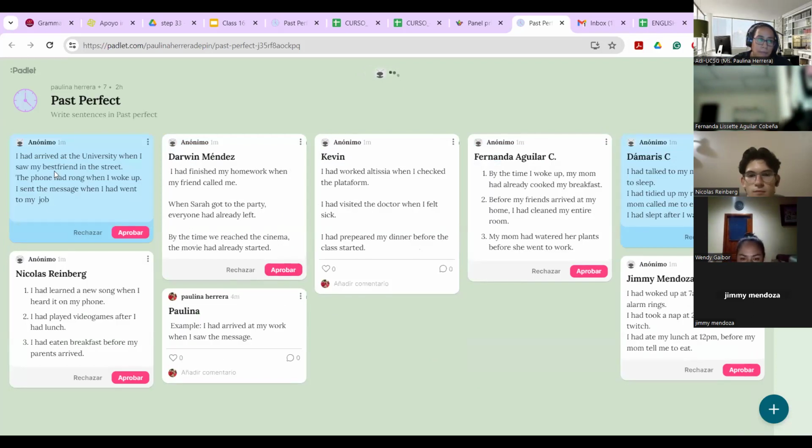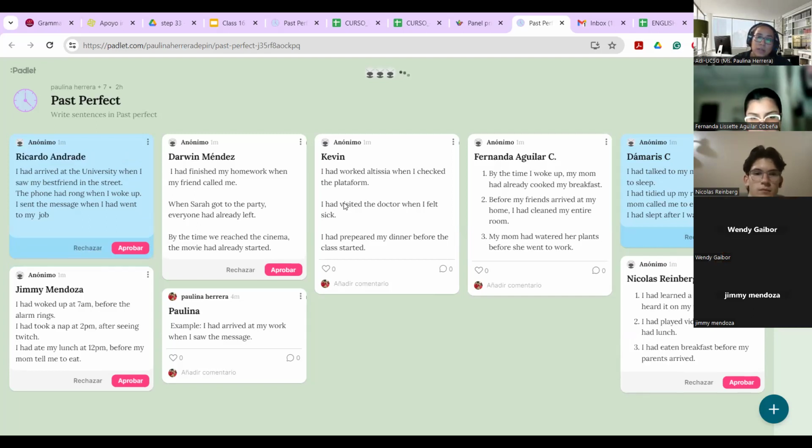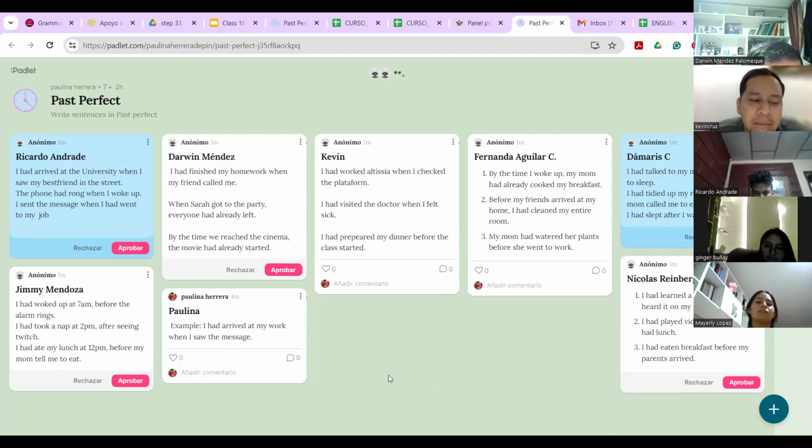Okay, let me see. Kevin, I had worked in the clinic when I checked the blood. I had visited the doctor when I felt sick. Okay, but in this case, the other way around, because first you feel sick, then you visit the doctor. So you can put, I visited the doctor after I had felt sick. Because first you feel sick, then you visit the doctor. Remember that the one that is in past perfect is the one that happens first. So you can correct that.